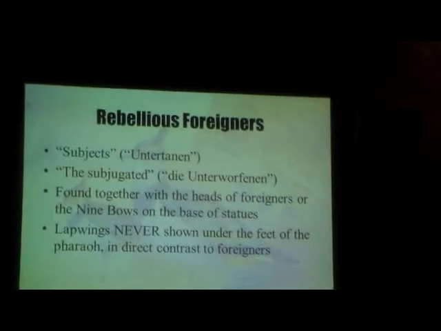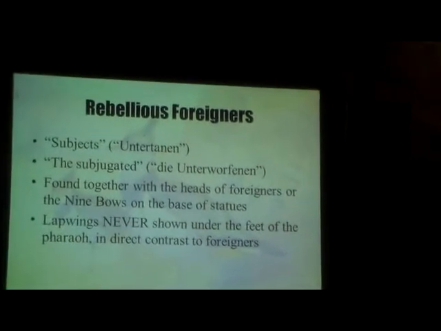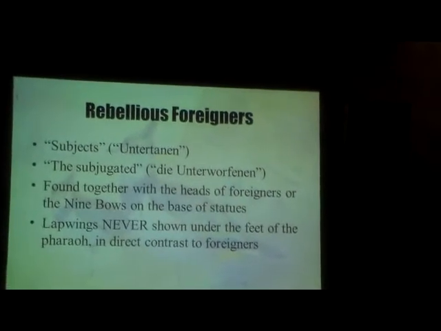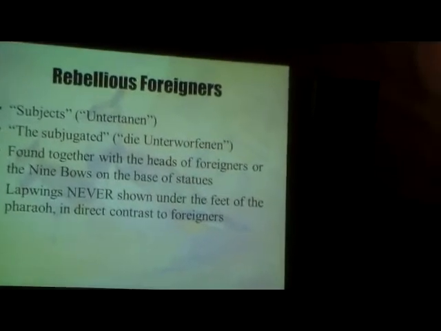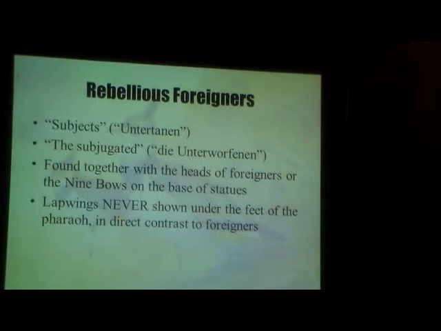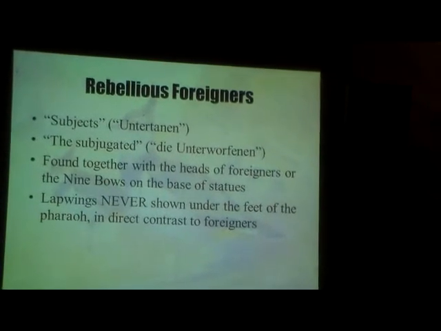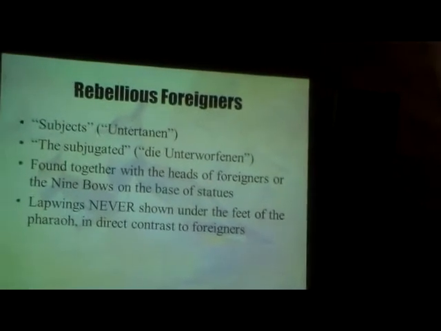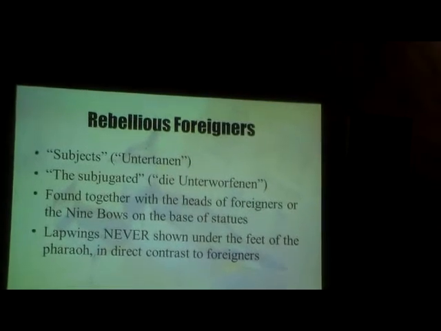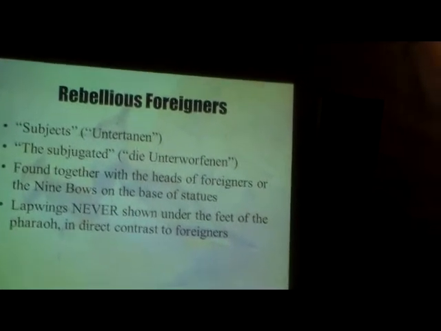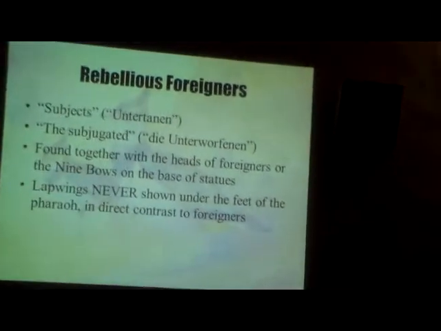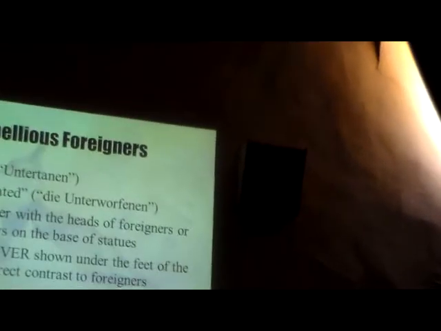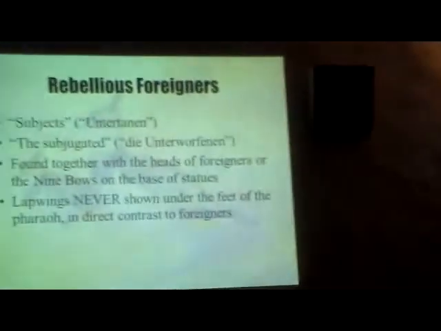And the idea that they were subjects or subjugated is certainly one of the most common descriptions of the rekhyt people nowadays. But what is vitally important to know is that while the rekhyt people are often found in association with foreigners or the 9 bows, unlike the 9 bows and foreigners, they're never actually shown underneath the feet of the pharaoh. That's in contrast to foreigners.